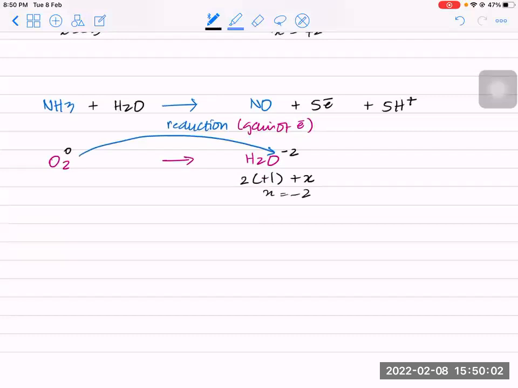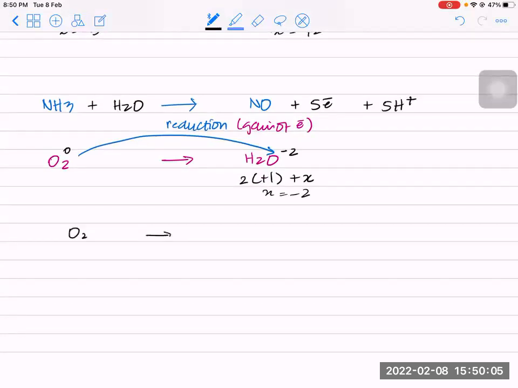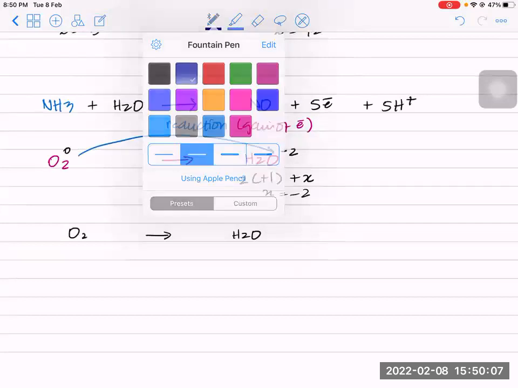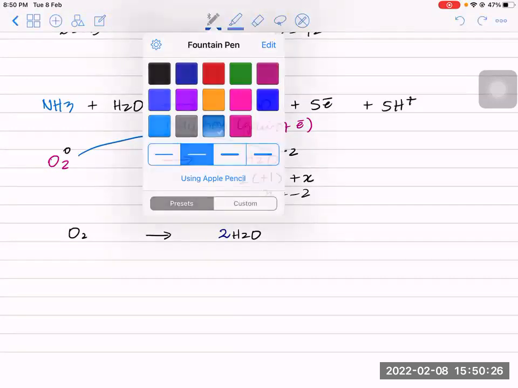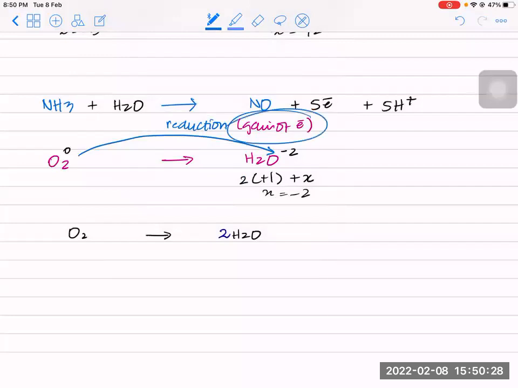So let's see. First thing, O2 becoming H2O. First thing we've got to do is balance the element that is changing oxidation number. You have 2 over here, 1 on this side, so we put a 2 here. Each oxygen is changing by a factor of 2. You see, it goes from 0 to -1, -1 to -2, so it's changing by 2. And this is gain of electrons because it's undergoing reduction. So each oxygen is gaining 2 electrons, so 2 oxygens would be gaining 4 electrons. So you make it gain 4 electrons.